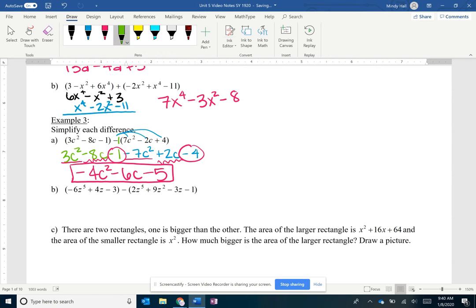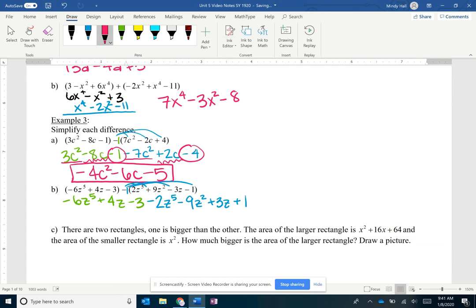So we'll do it again with this one. We have negative 6z to the fifth plus 4z minus 3, but then we have our minus sign, so that tells me, hey, everything's going to switch. So it's going to be now, instead of 2z to the fifth, a negative 2z to the fifth. And instead of positive 9z, it's going to be negative 9z squared. Instead of negative 3z, it's a positive 3z, and instead of negative 1, it's a positive 1. Again, we are multiplying that negative 1 to everything.